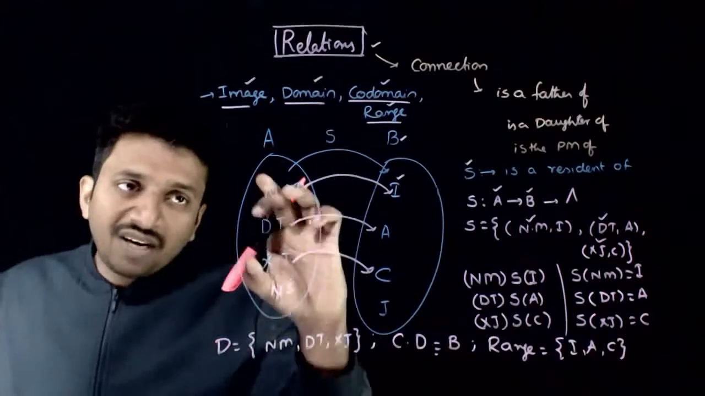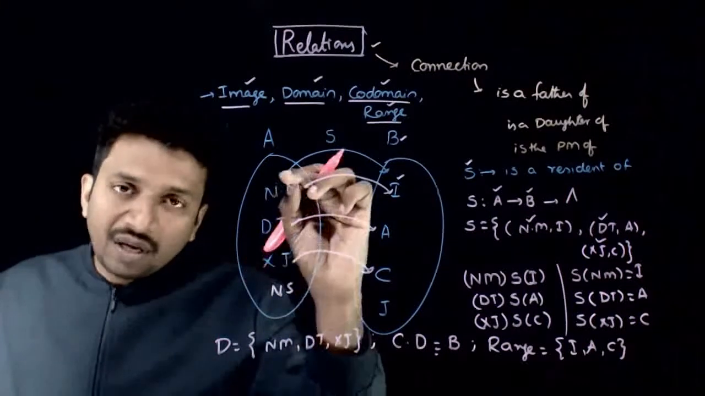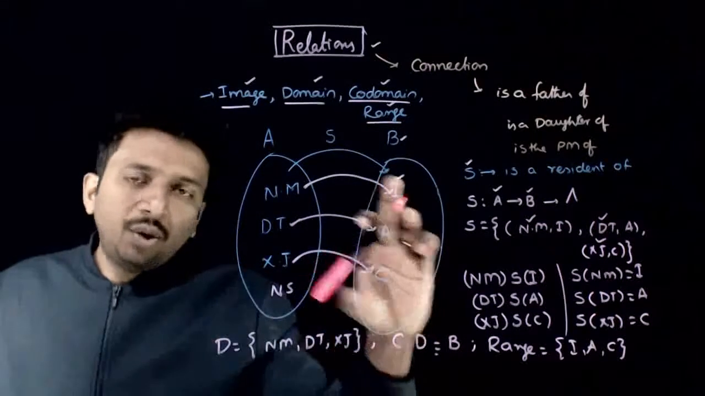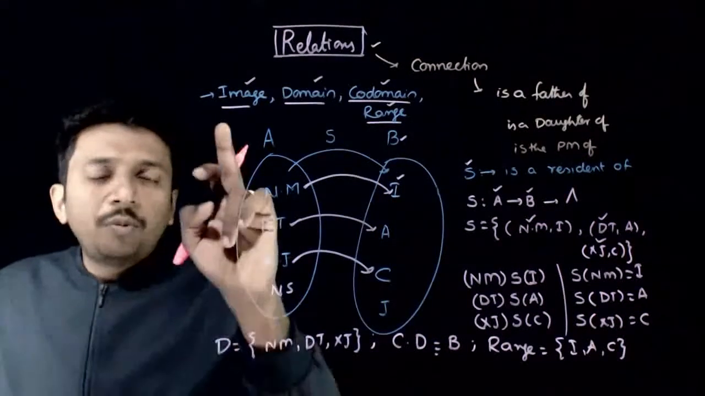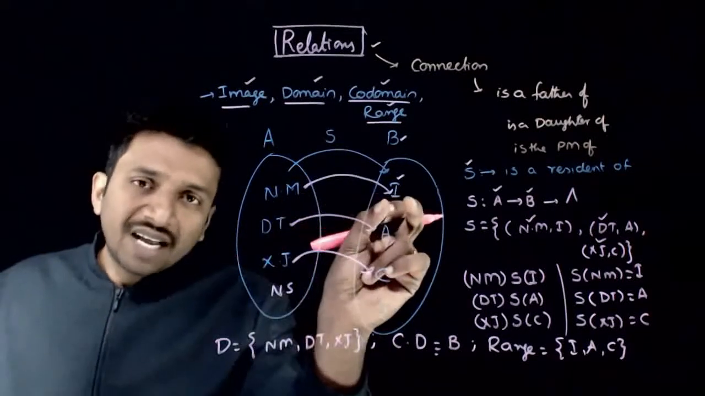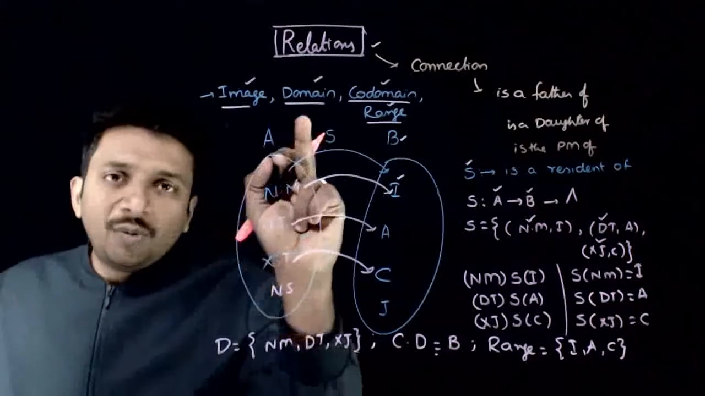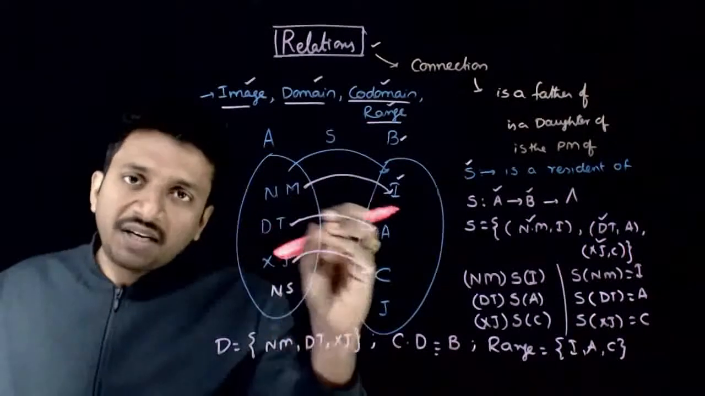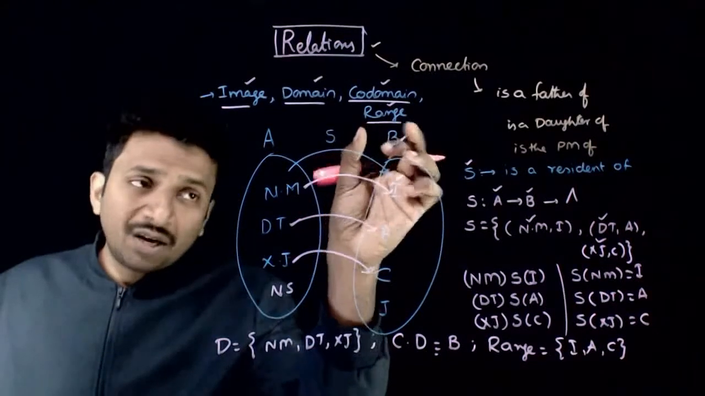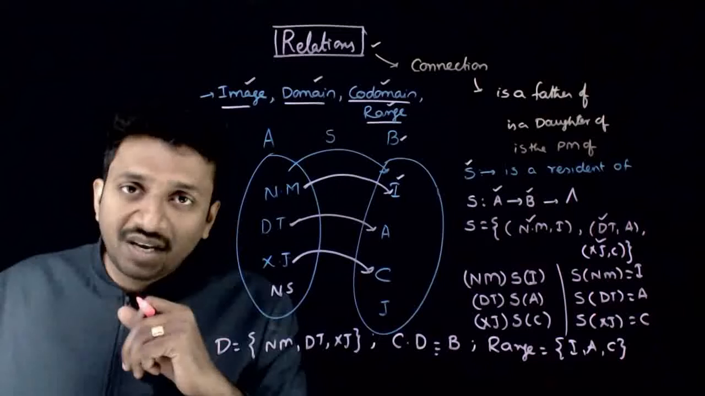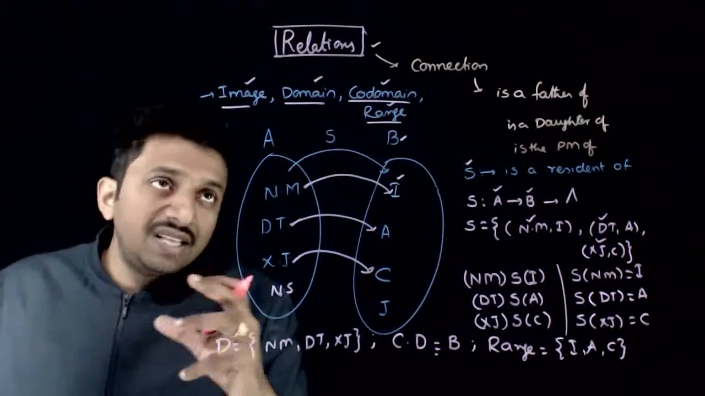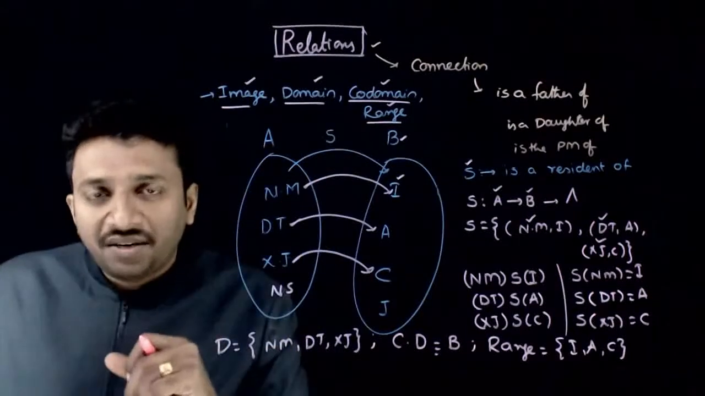And the domain of the relation is the set of elements in A with which connections are made. And codomain is the total second set. So I hope you have understood these four terms. Image means the second element corresponds to a first element. Domain is the set of all first elements which are connected to the second set. Range is the set of all second elements which are connected to the first elements. Codomain is the total second set. So these are the different terms that you need to understand.